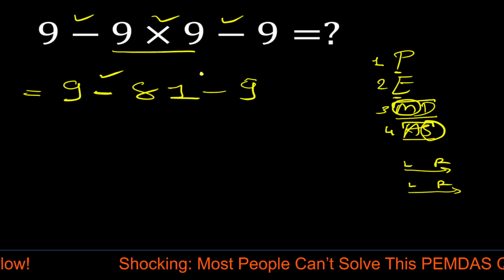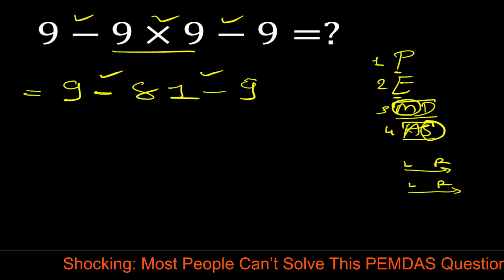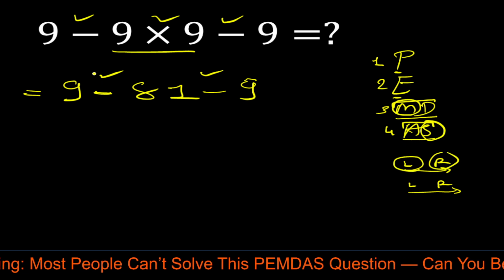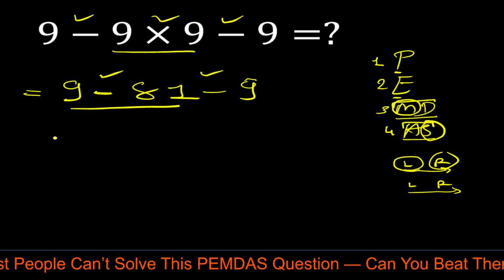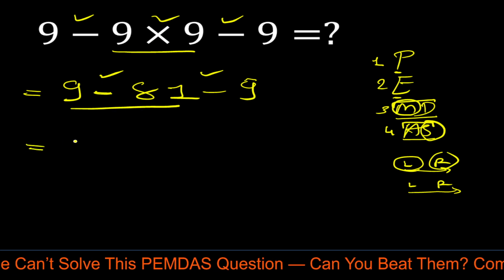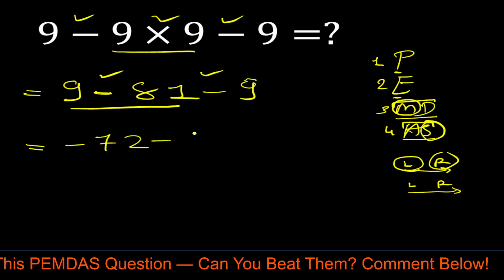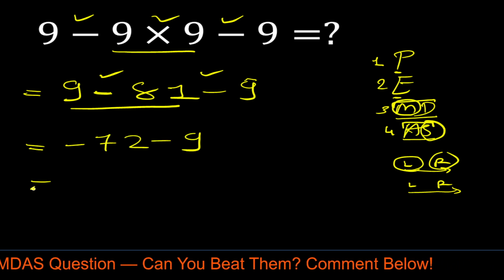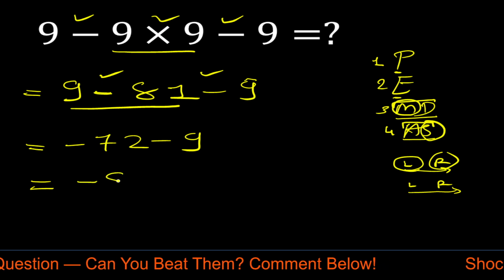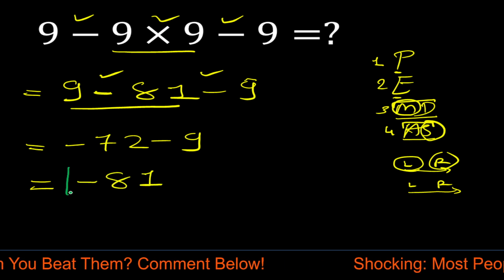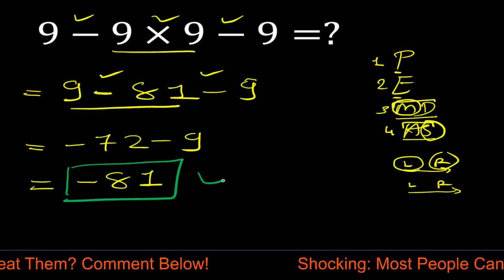So now here we have subtraction and here subtraction, and both have equal priority, so we have to solve it from left to right. So first we have to solve this subtraction. So 9 minus 81 is equal to minus 72 minus 9, right? So minus 72 minus 9 is equal to minus 81. So the correct answer is minus 81, right?